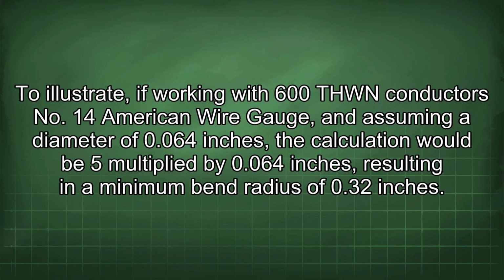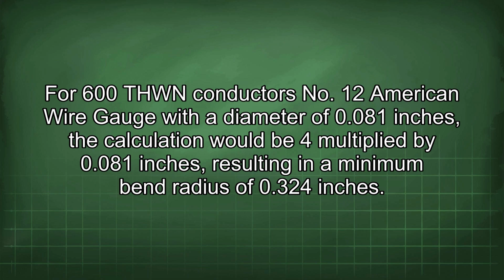To illustrate, if working with 600 THWN conductors No. 14 American wire gauge, and assuming a diameter of 0.64 inches, the calculation would be 5 multiplied by 0.64 inches, resulting in a minimum bend radius of 0.32 inches. For 600 THWN conductors No. 12 American wire gauge with a diameter of 0.81 inches, the calculation would be 4 multiplied by 0.81 inches, resulting in a minimum bend radius of 0.324 inches.